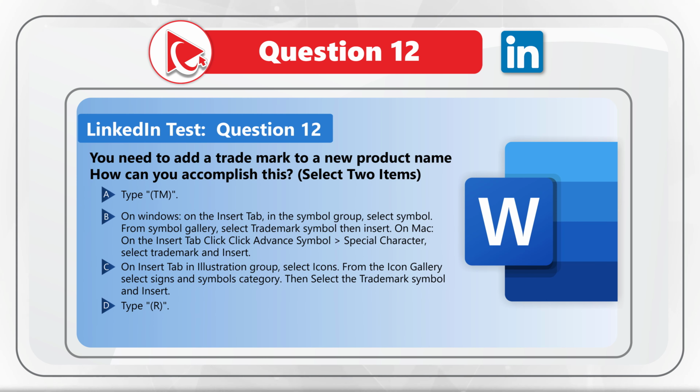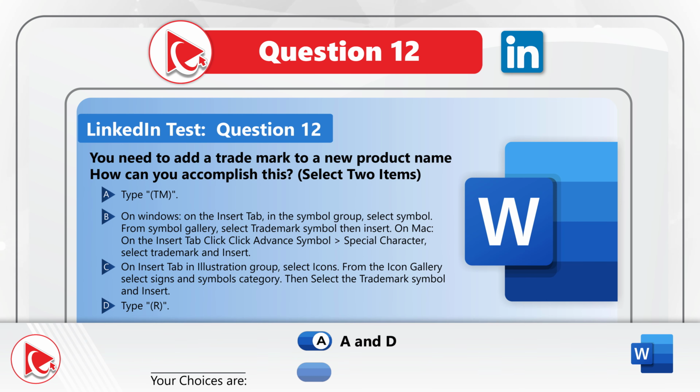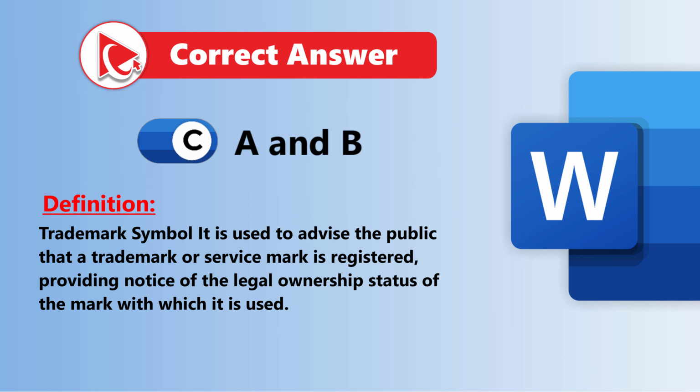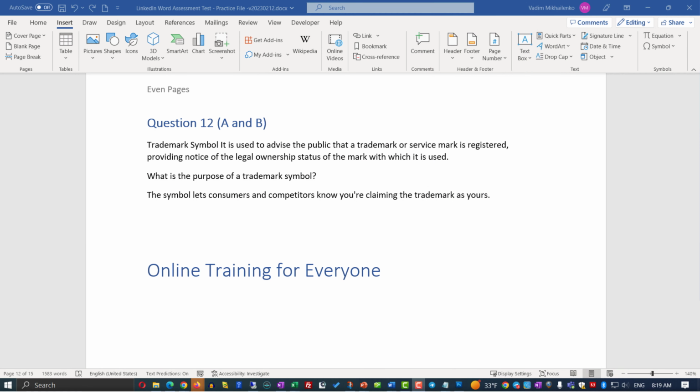Your choices for selections are choice A and D, choice B and D, choice A and B, and choice B and C. Take a close look to see if you can come up with the answer. I believe the correct choice here is choice C, A and B. Let me demonstrate inside Microsoft Word.